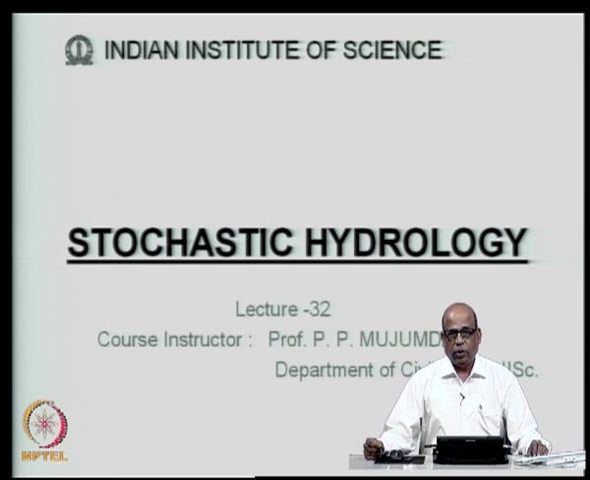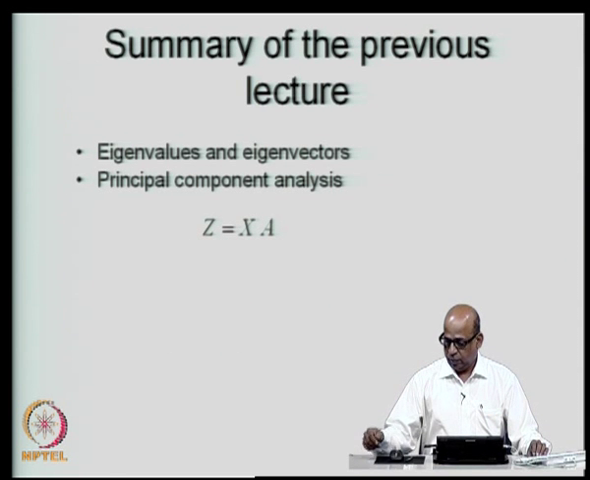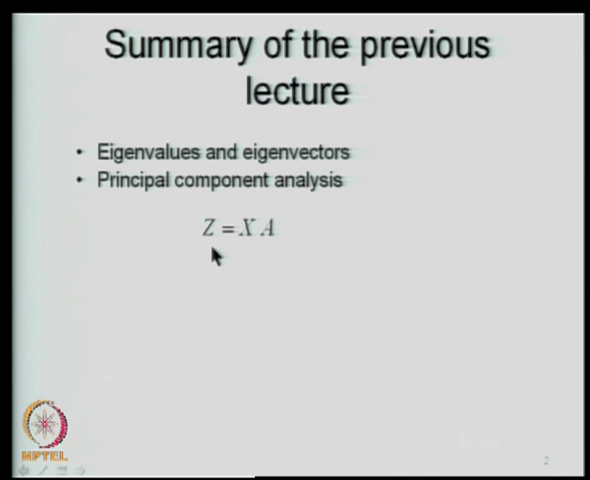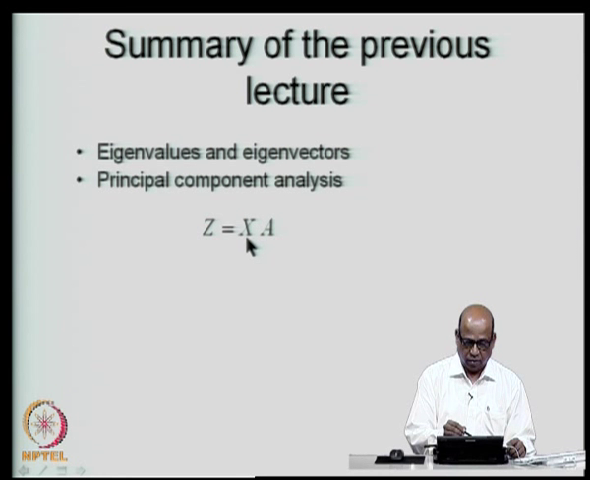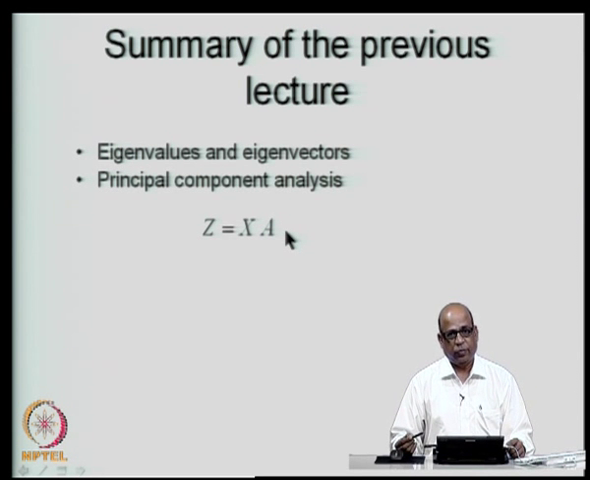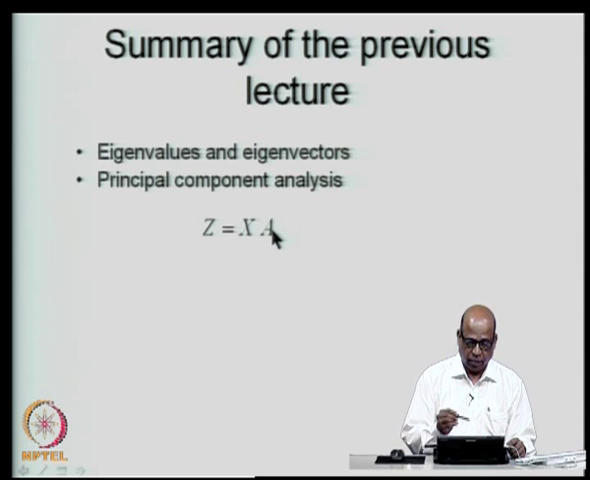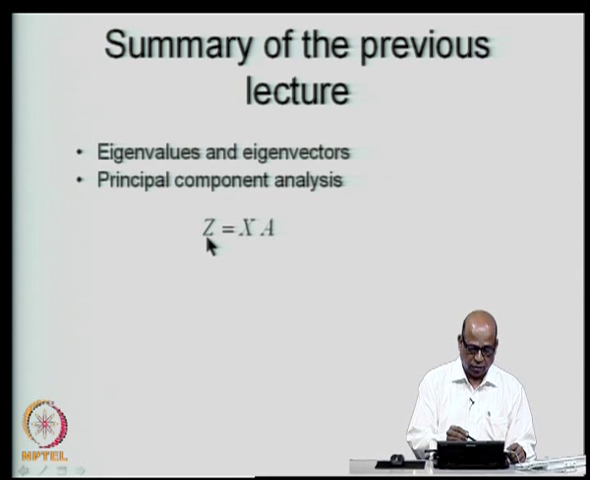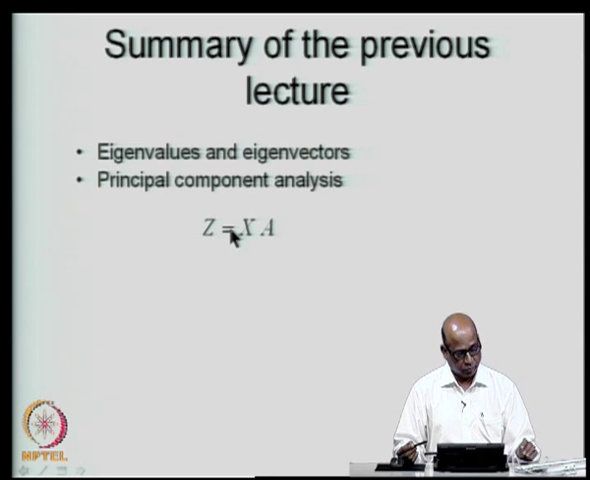Then we went on to do the principal component analysis, where we express z equal to x A, where z is the transformed data and x is your original data. If you have p variables and each of the p variables having n observations, then this will be of size n by p, and A is a matrix consisting of the eigenvectors, so you will have p by p size. That is how you get the transformed data z. This is what we did in the principal component analysis.